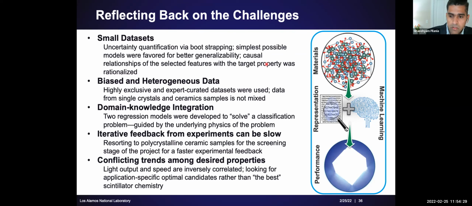And then the two most important properties, the light yield and decay time, turned out to be inversely correlated. So brighter scintillators are slow, and the fastest scintillators are dim. So there is, again, no best scintillator here, but we can always trade a little bit of light output for speed by playing around with activator concentration and co-doping.